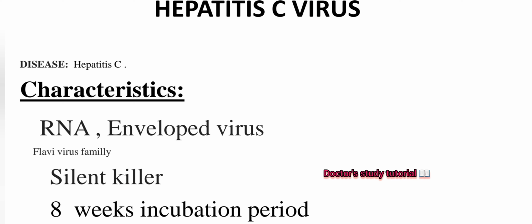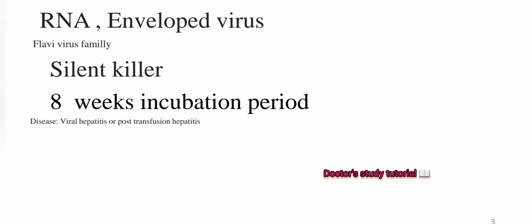The characteristic of hepatitis C virus: it is an RNA enveloped virus, flavivirus family. It is a silent killer. It is called silent killer because it has an 8 weeks incubation period. In this time, the features are not visible and the patient does not know that he or she is a victim. But the virus rapidly grows and causes its complications. So it is called silent killer. Disease produced by it is called viral hepatitis or post-transfusion hepatitis.